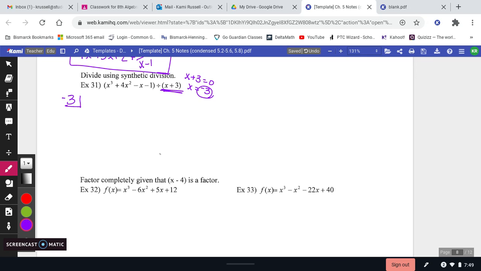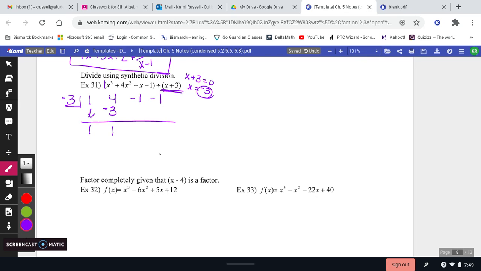Then my first row here are coefficients from my polynomial. So this time we have a cubic. So it's an x cubed. Well, that coefficient would be a 1. So it's a 1 plus 4x squared. So take the 4, that's your coefficient, minus x. So that's going to be a minus 1. And then another minus 1. Okay, so 1 comes down. We're going to multiply. Negative 3 times 1 is negative 3.